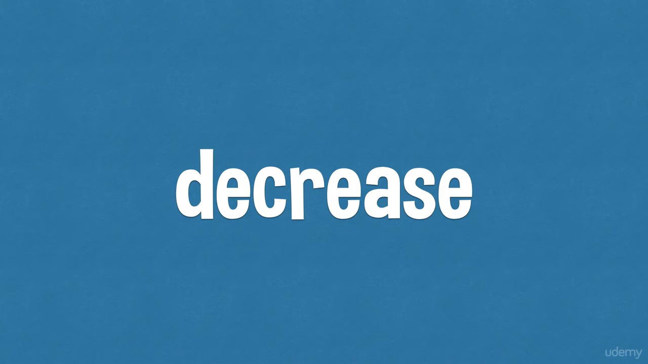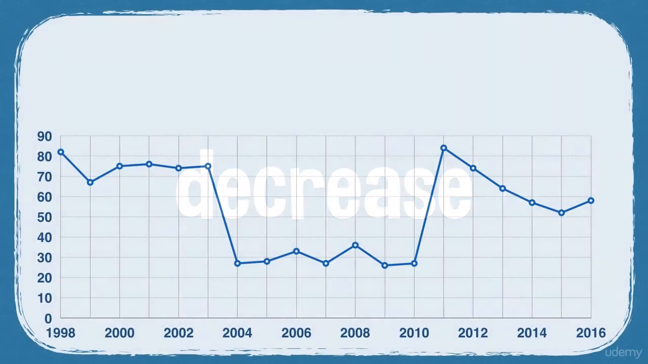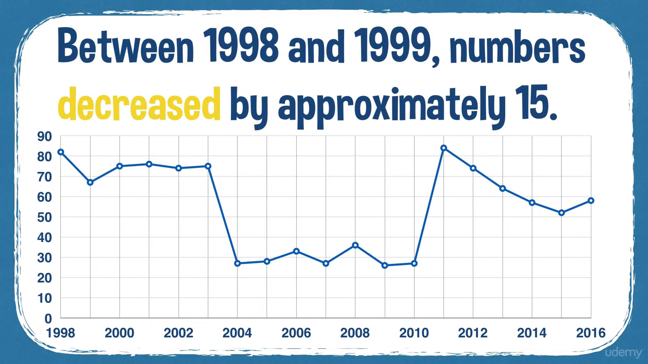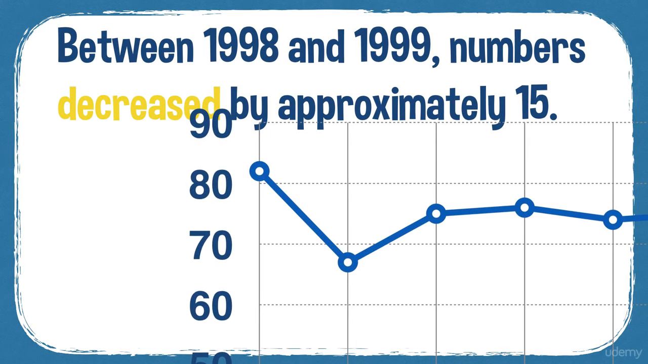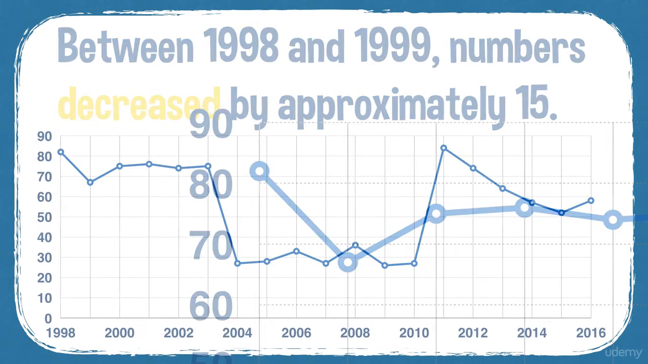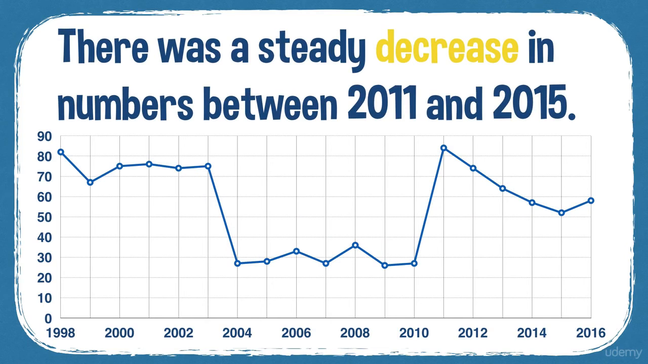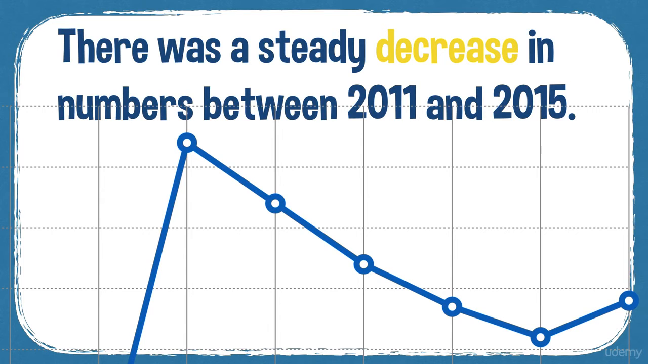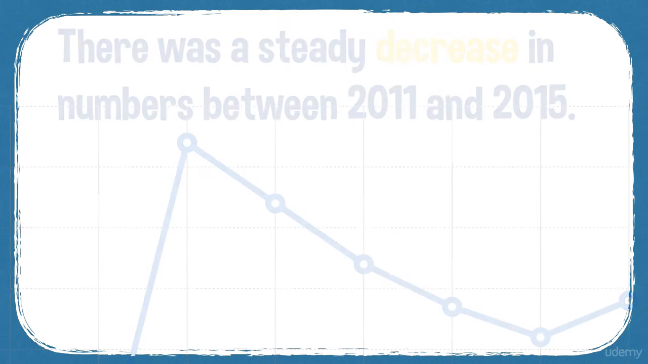And here in fact is the word decrease. So like fall, it's a general word for something that goes down, and it can also be a noun or a verb. So for example, between 1998 and 1999, numbers decreased by approximately 15. There was a steady decrease in numbers between 2011 and 2015. This was a long, steady decrease, almost a straight line.